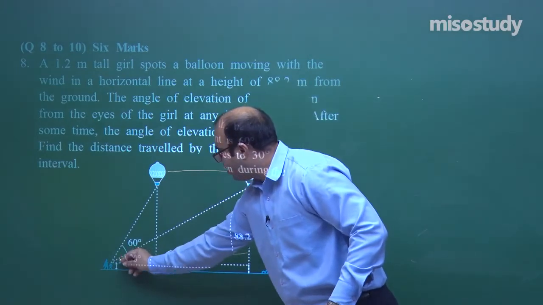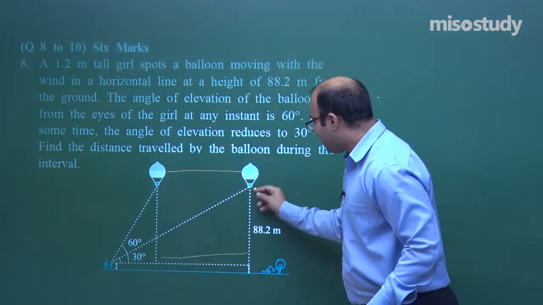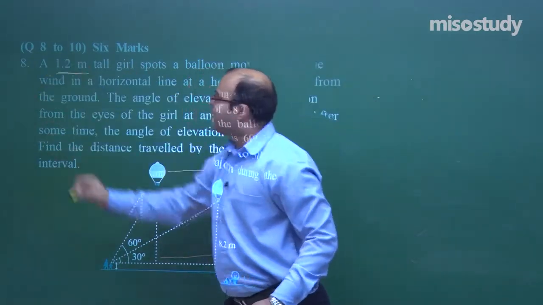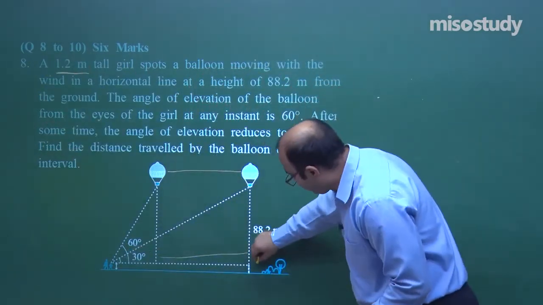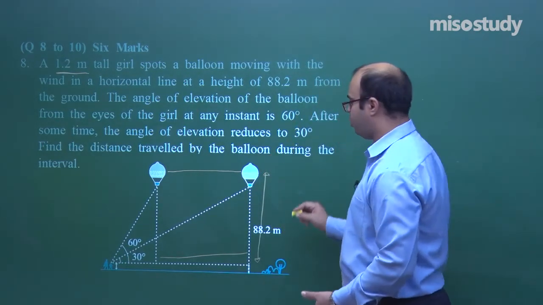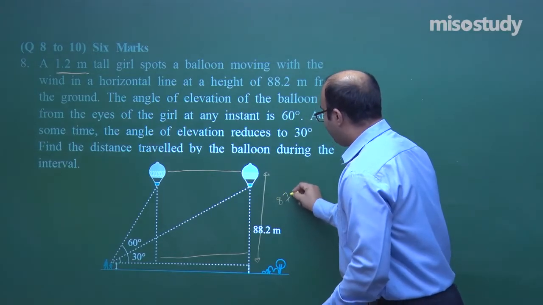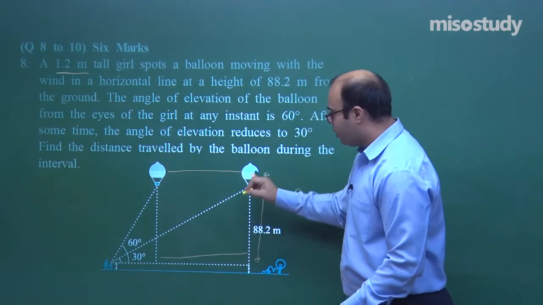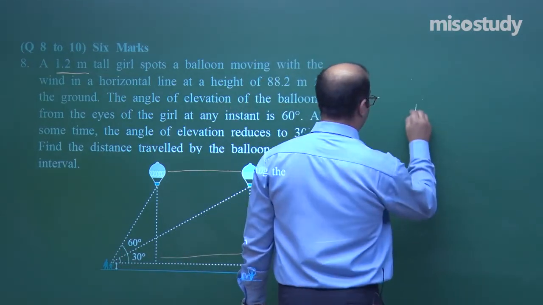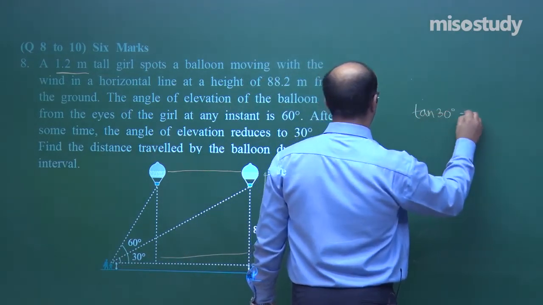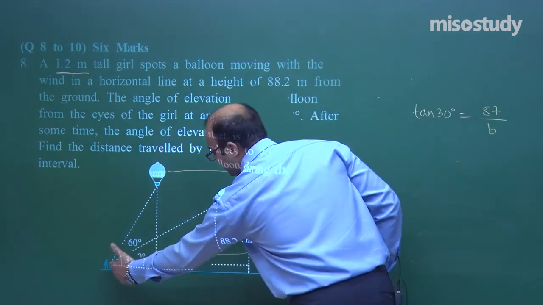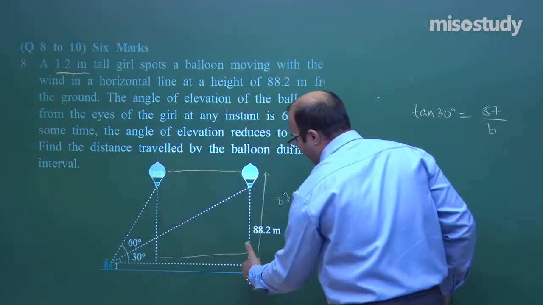This triangle has an angle of elevation 30 degree, and this height is 88.2 minus 1.2, which is the height of the girl. So this height from here to here is not 88.2 but 88.2 minus 1.2, that will become 87 meter. So this perpendicular is 87, this angle is 30 degree. So first we will take tan 30 degree is equal to this height 87 upon the base B. So base B means the distance of this girl from here.